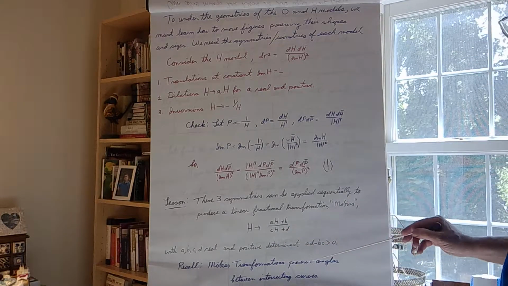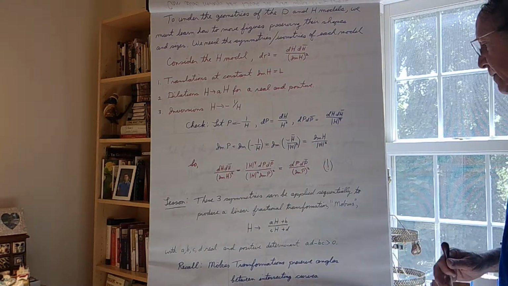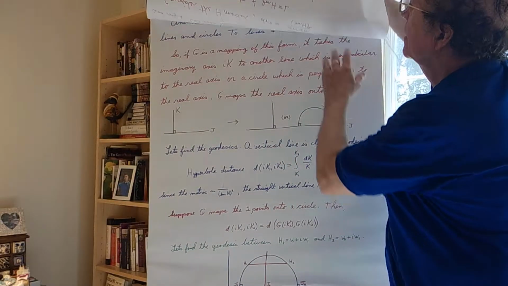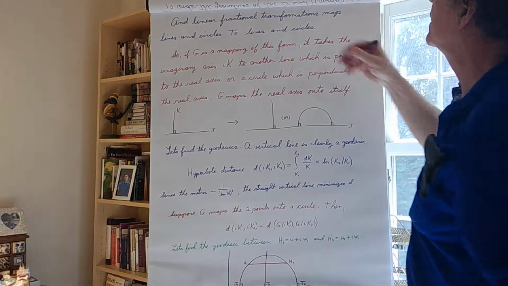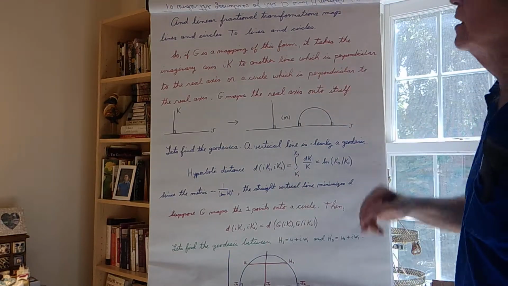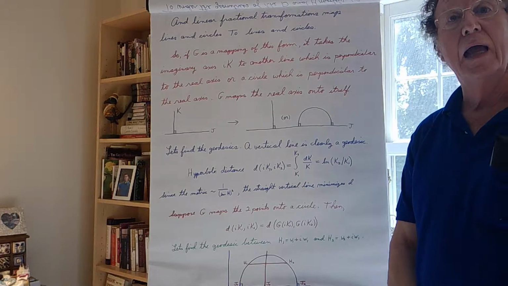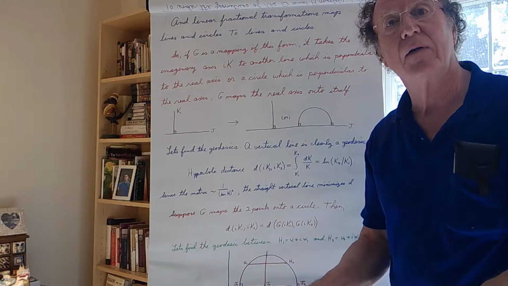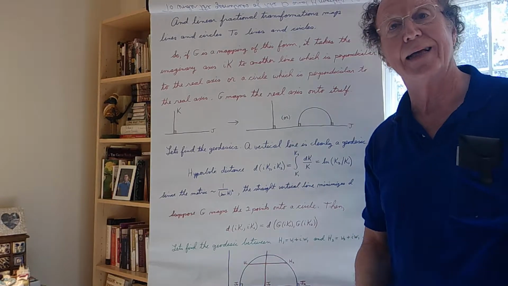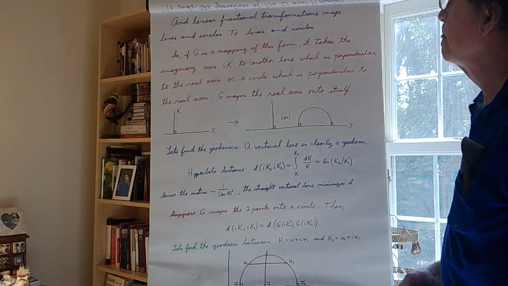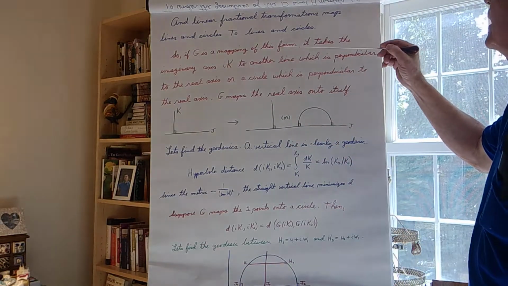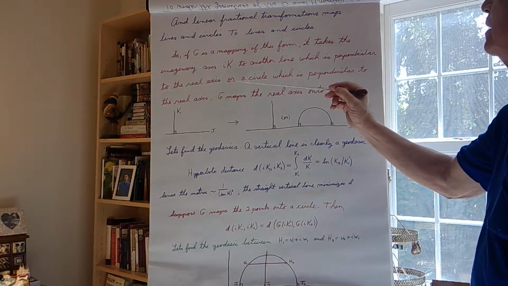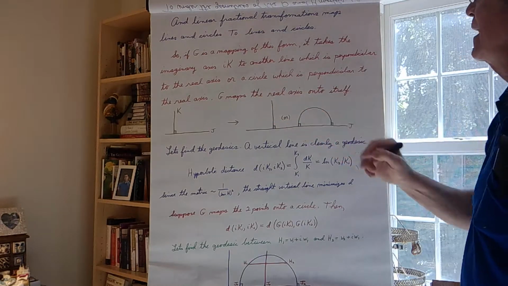We recall that Möbius transformations preserve angles between intersecting curves. That's true about linear fractional transformations. And in general, linear fractional transformations map lines and circles to lines and circles, avoiding the singularities. They're analytic functions, and analytic functions preserve angles between intersecting curves. So if G is a mapping of this form, it takes the imaginary axis iK to another line, which is perpendicular to the real axis, or to a circle, which is perpendicular to the real axis.